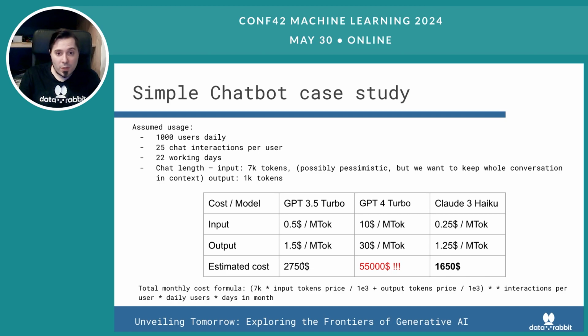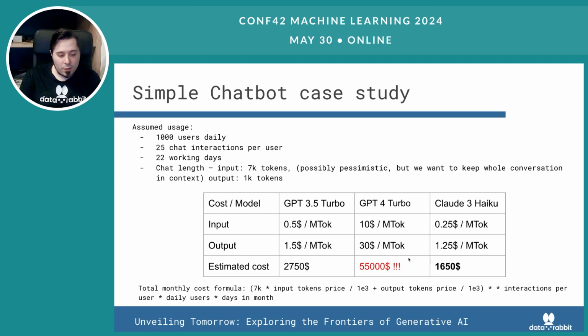In some use cases, that might be good enough, it might be worth it. But often the pattern we are seeing is that companies start with the most capable models because they want the best results. If you go to GPT-4 Turbo, with the same assumptions, it goes beyond 50 grand a month. Really pricey solution. You can go lower than GPT-3.5, for example, with Claude Haiku. But the point is, even for this chatbot, it's not exactly cheap. If you go with the most capable models, which inexperienced companies tend to start with, it can go well beyond your budget. So, something to be worried about.